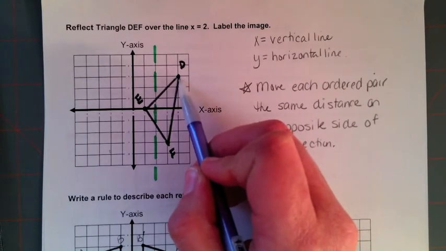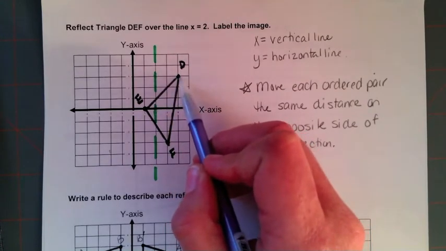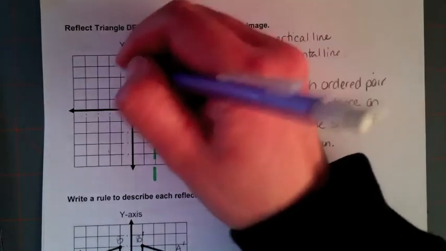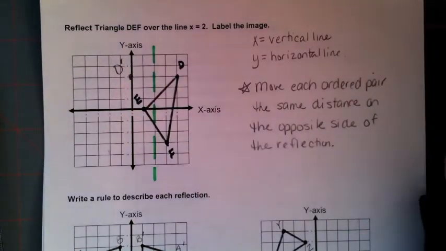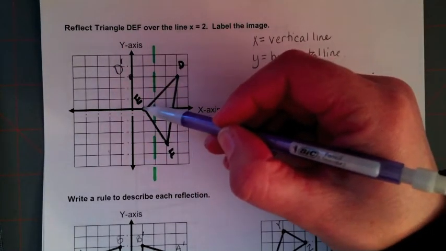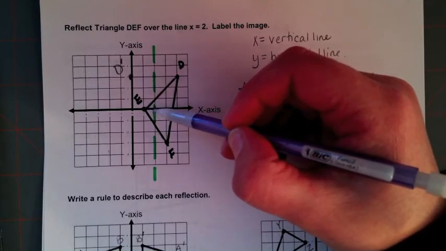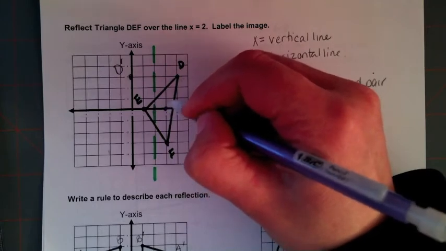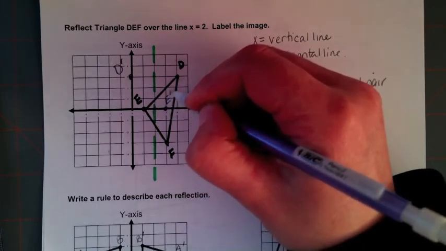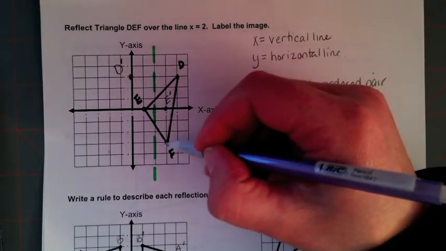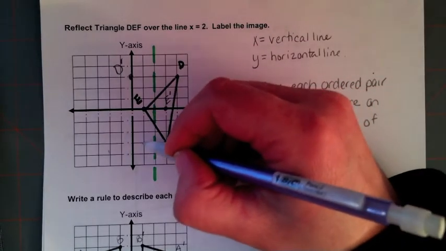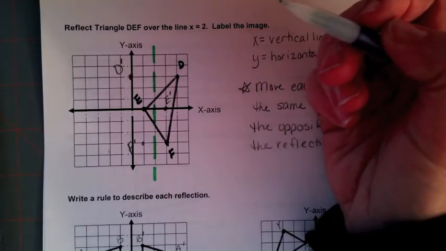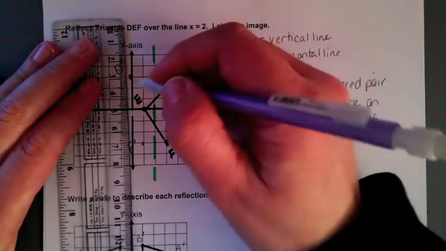Point D is 2 units to the right of our reflection line. So point D prime is going to be 2 units to the left. It has to go to the opposite direction, same amount of space. So this is where D prime would be located. E prime is 1 unit to the left of our reflection line. So E is 1 unit to the left, so E prime would be 1 unit to the right. And F is 1 unit to the right, so F prime will be 1 unit to the left. Okay, take your ruler and let's go ahead and connect our points.